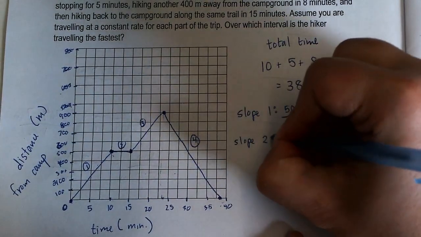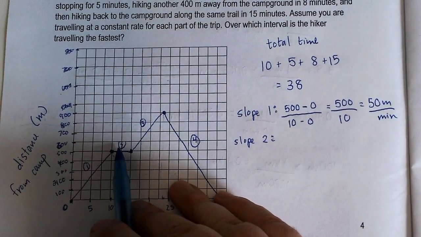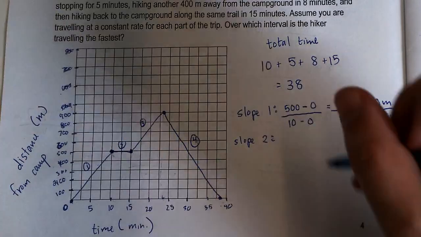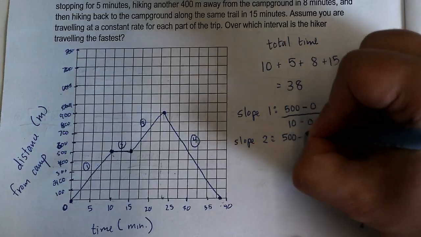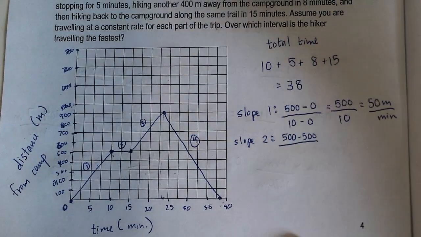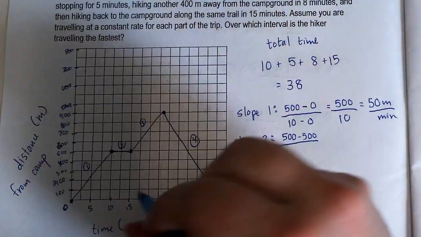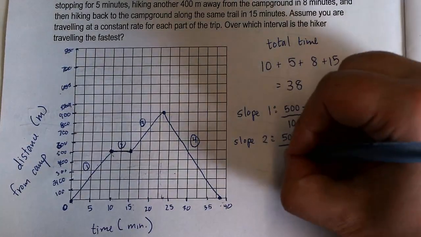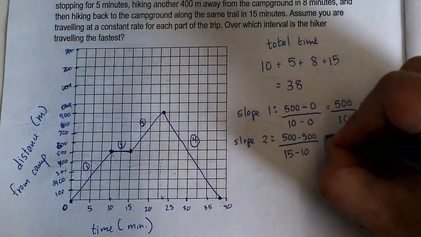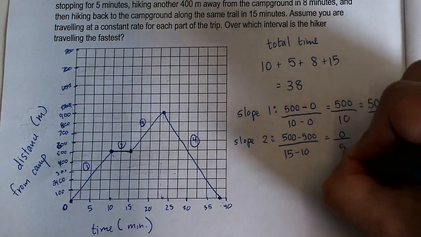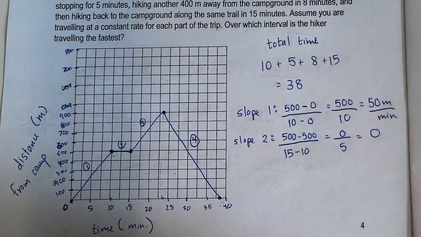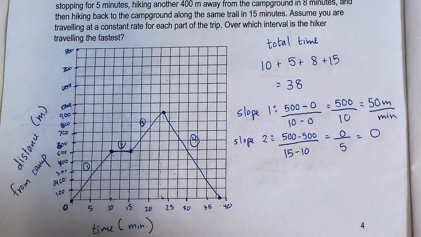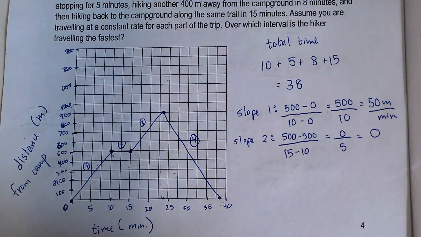For slope 2, again, our y is the distance. So here's 500, here is 500. So because we haven't gone anywhere, we're just stopped basically. And then our time, we ended at 15, we started at 10, so 15 take away 10. And this is just 0 divided by 5, which is 0. Which makes sense because we would get a slope of 0 because we didn't go anywhere. So we didn't move, we didn't travel at all.